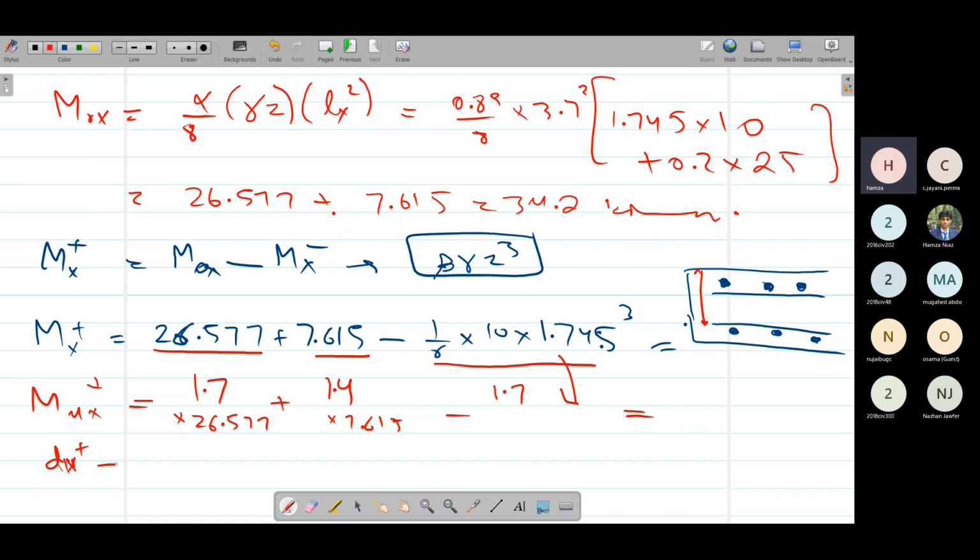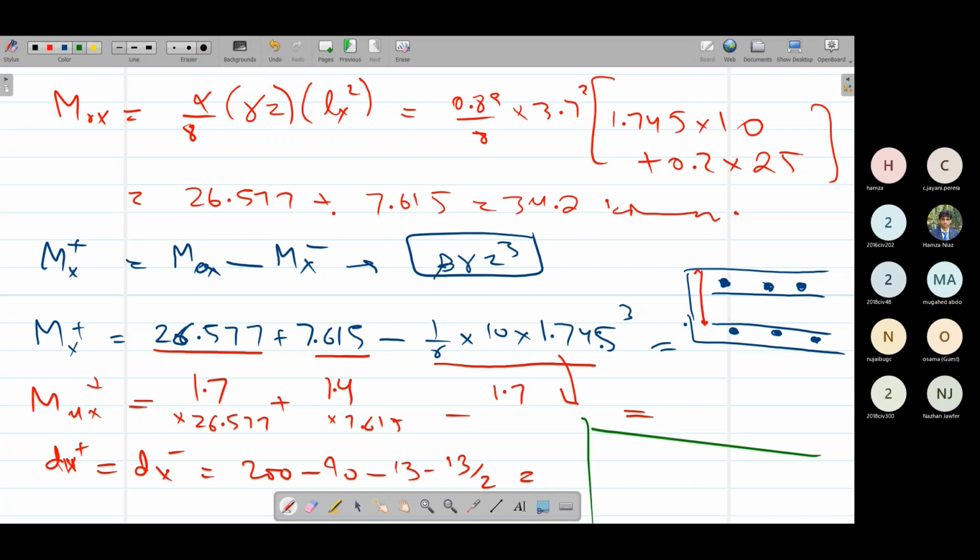Dx positive is also equal to dx negative. Both are the same. That is 200 minus 40 minus 13, 13 over 2. So this way we can get the D value. Now use ASD and USD to design the steels.